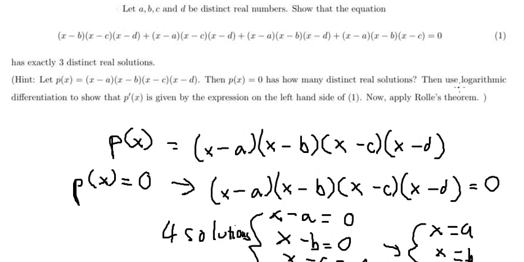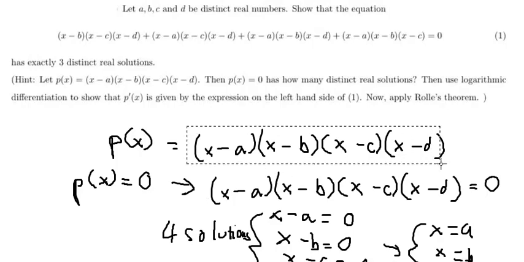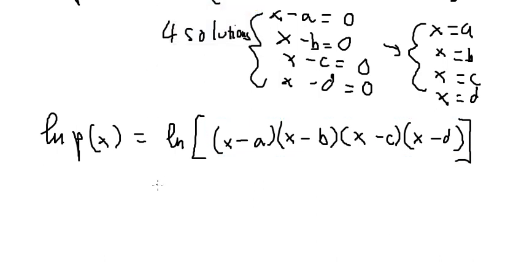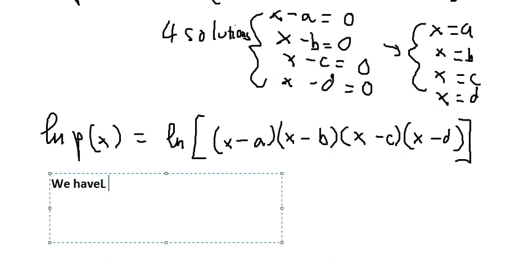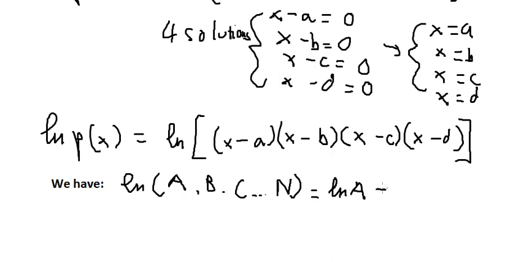Now the next one, then use logarithmic differentiation. That means I will put natural log for both sides. So we have the formula in here. That is ln of a, b, c, and so on into n. We have ln a plus ln b, and so on until ln n. So we will apply this formula for this one.